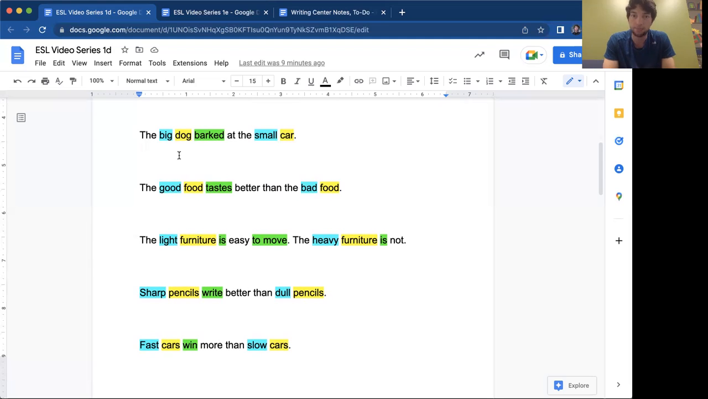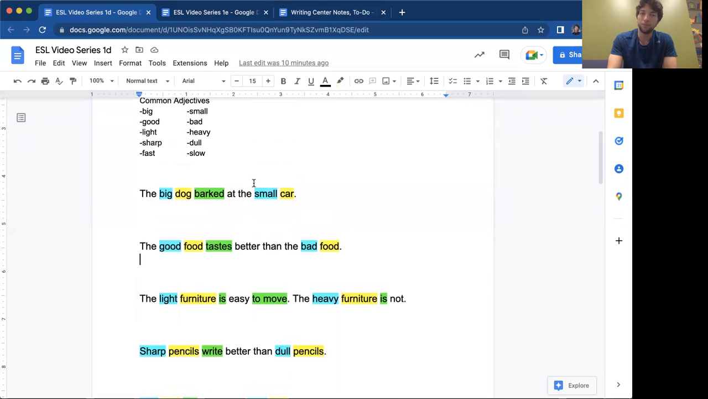The good food tastes better than the bad food. Well, I mean, that's literally by definition, the good food tastes better than the bad food, but yeah, anyways, let's look at this. The adjective good modifies the noun food, and the adjective bad modifies the noun food. Now, what's different in this sentence? In the other sentence, we had two different nouns, right? But in this sentence, the nouns are the same. Well, that's kind of weird. But we have different adjectives for the same noun.